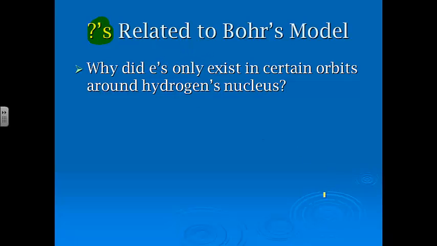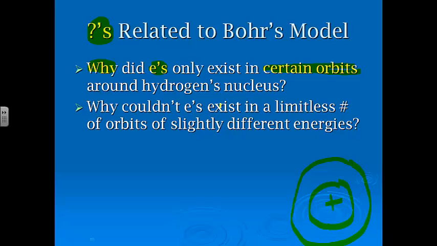And if you remember, Bohr's model had a nucleus in the middle, and then we call it the planetary model because it kind of had these electrons orbiting. But here were the questions. Number one, why did electrons only exist in certain orbits? Okay, so why were there only fixed patterns? And secondly, why couldn't there be a limitless number of orbits of slightly different energies?